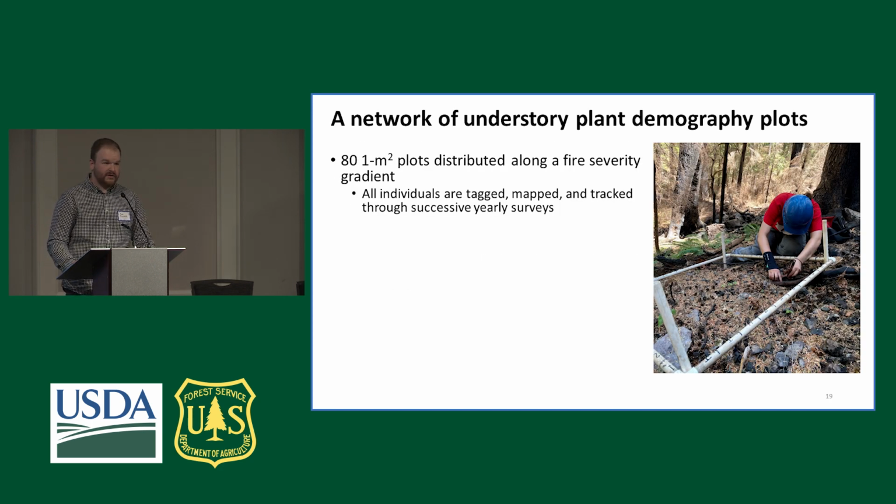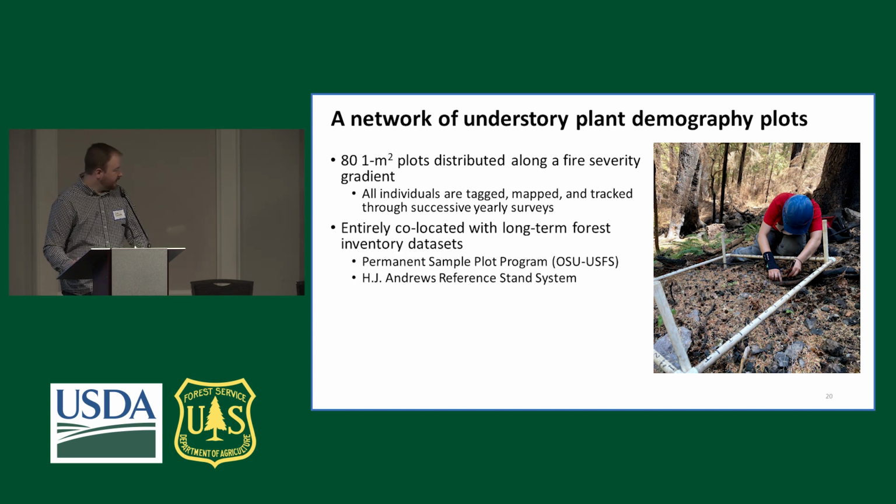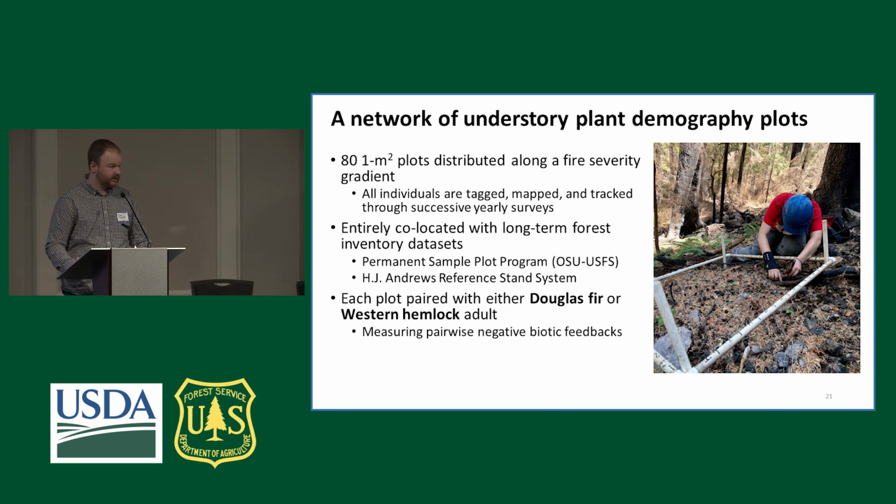So in 2021, just months after the fire, I began establishing a network of 80 meter squared plots along a fire severity gradient. In these plots, all individual plants are identified, tagged, and measured through successive years. These plots are also entirely co-located with those long-term data sets, as I mentioned, and they're paired with either a Douglas fir or Western hemlock adult, which are the dominant species in these watersheds, and allow us to characterize the negative pairwise biotic feedbacks to get at those biotic factors influencing biodiversity.